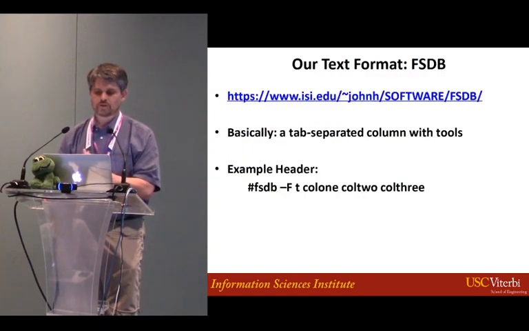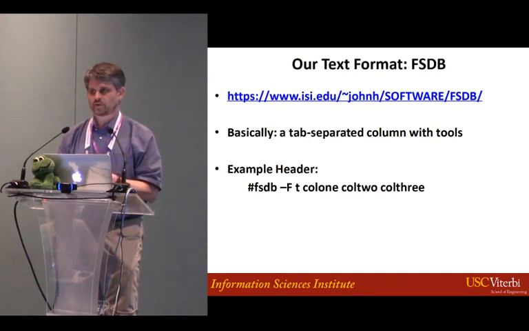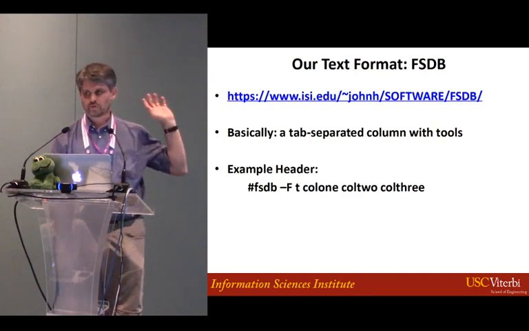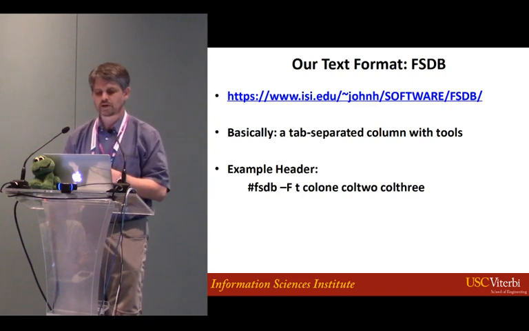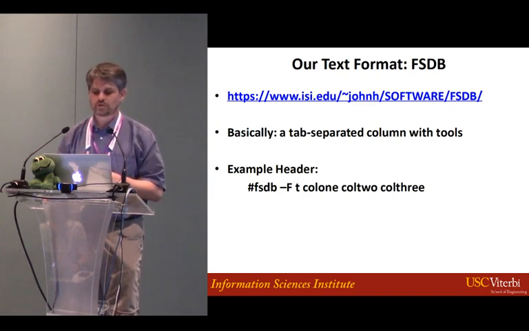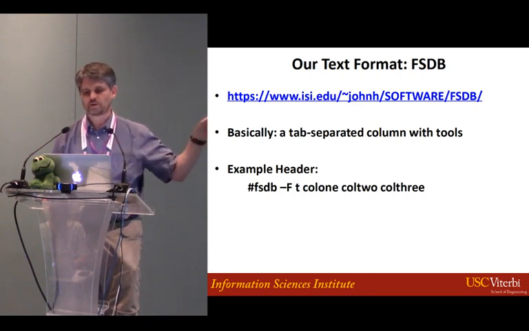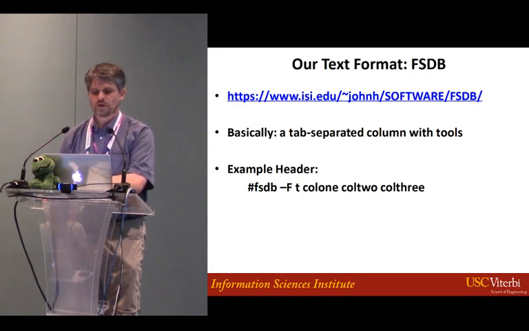So this is a link to FSDB, which is John Heidemann's long-term project. It's written in Perl because it started before Python existed, I think. And it's basically a tab-separated column format with a whole bunch of tools to go along with it. And so the top of every file has this header line that sort of describes the columns.